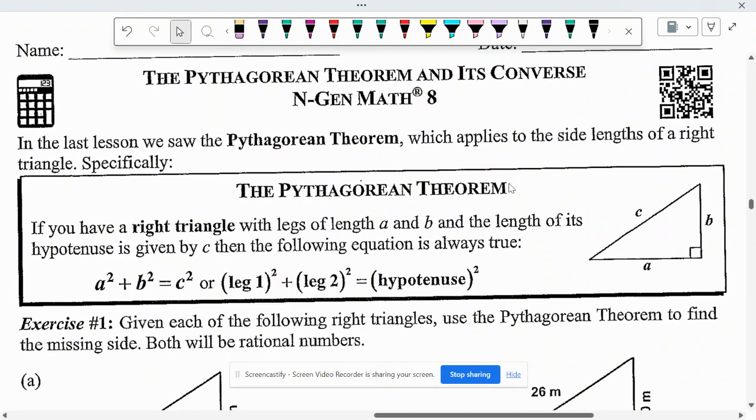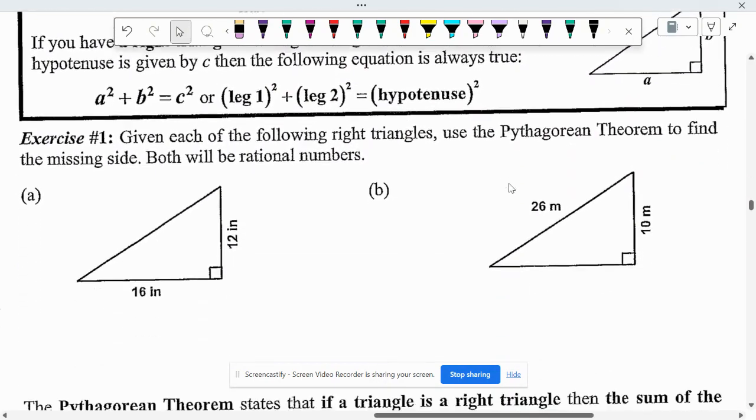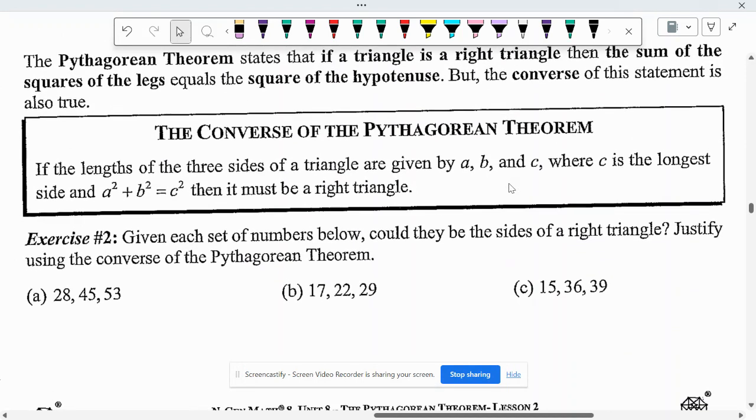Okay, so I want to talk about this idea of the converse. So I'm going to slide up to right here. The converse of the Pythagorean theorem says that if you take the measures of the sides of a triangle and you square and add up the 2 shorter sides, and it equals the square of the longer side, then it has to be a right triangle. The Pythagorean theorem said when you have a right triangle, the legs squared added together equals the hypotenuse squared. This says you don't know what kind of triangle you have.